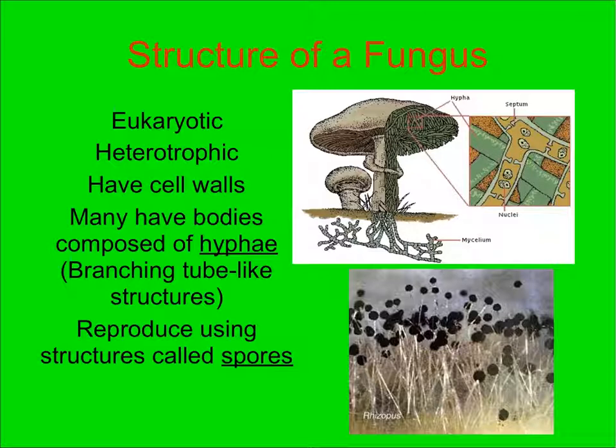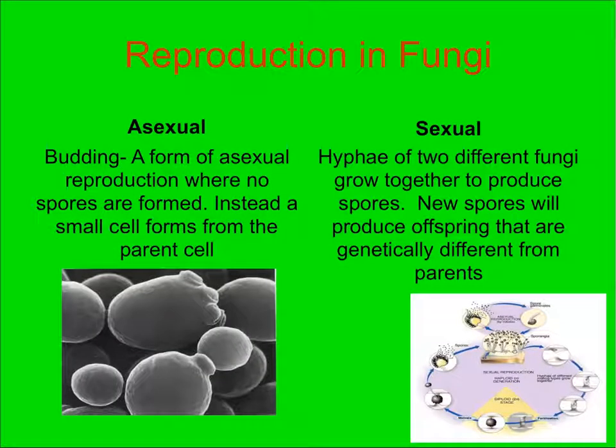And so on the picture here, we see a cross-section of the hypha, the septum, and the nuclei. You also have root-like structures called mycelium, and they do act like roots, providing nutrients and stuff like that for the fungus as well. The type of reproduction that a fungus is going to use is spores. Now, unlike other organisms, fungi can reproduce using asexual and sexual reproduction.